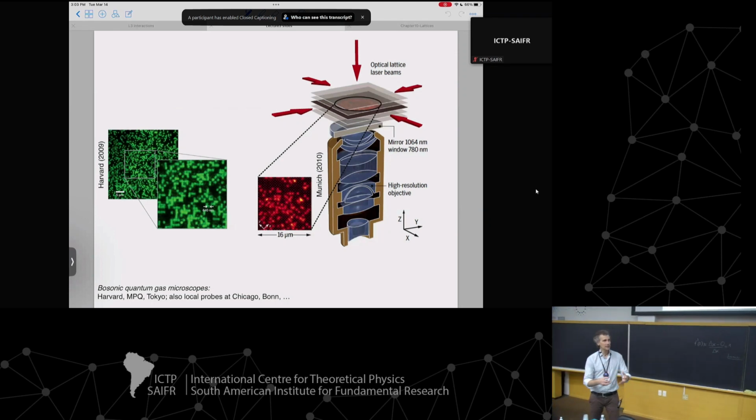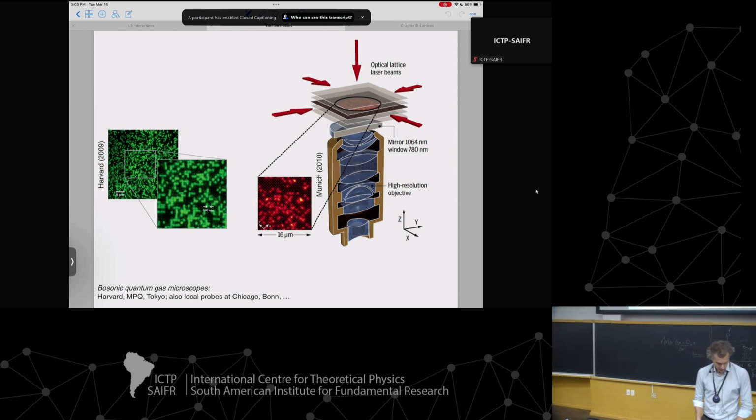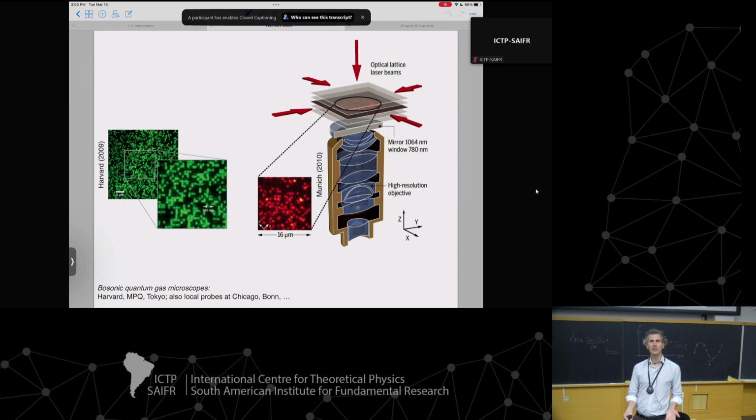Instead of looking at things in time of flight, people built microscopes that could see individual atoms in the lattice. So here are some pictures from various groups. Now I can point to a particular lattice site and say there's one atom there, and point to its neighbor and say there's 0 there. So we're measuring number states. If this is really nice, what you want to do is measure not just 0 and 1, but 0, 1, 2, 3. And you can kind of do that.